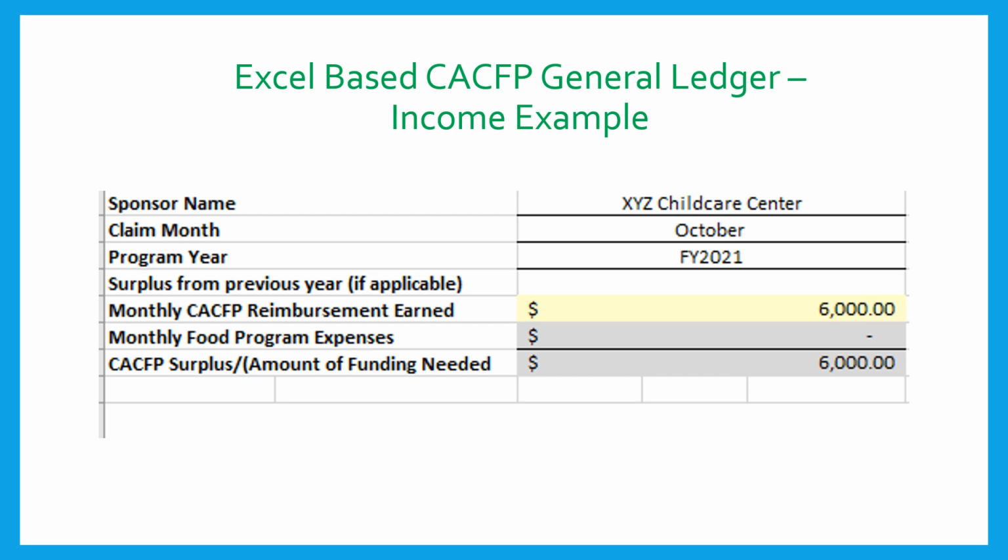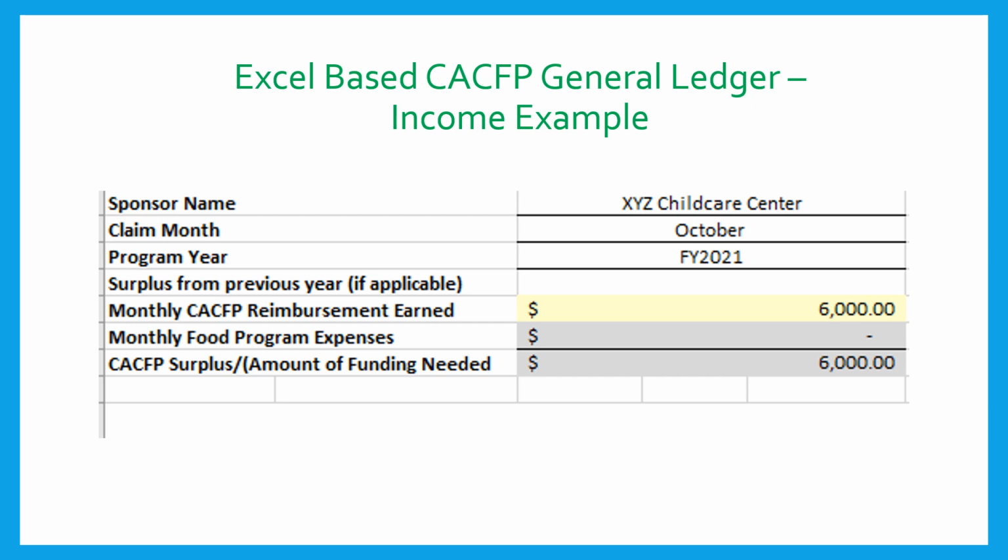For the months of November through September, this cell is not an entry field. The formula is linked to carry forward the previous month's surplus or deficit. For the purposes of this example, we did not have a CACFP surplus. Enter the monthly CACFP reimbursement into the monthly CACFP reimbursement earned cell.